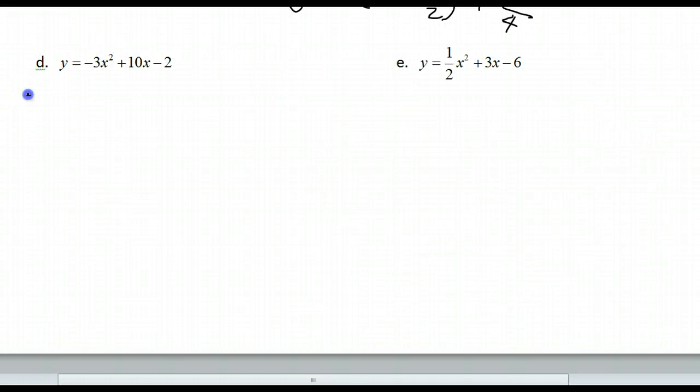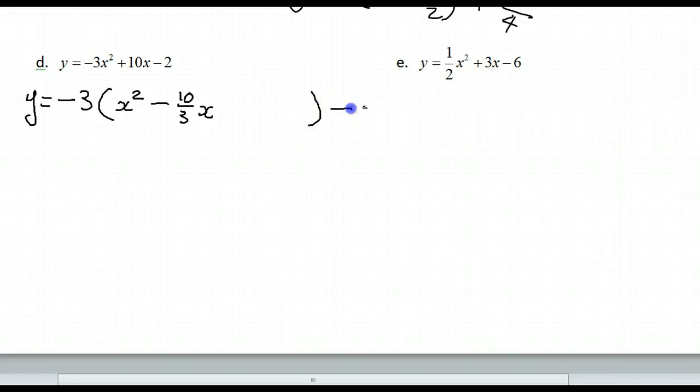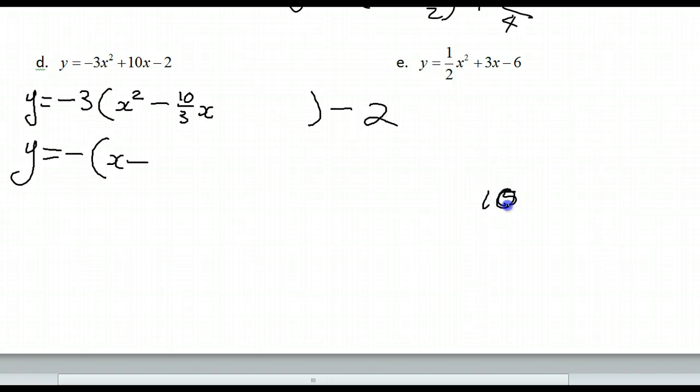Okay, 2 more. This time we have a minus 3 in front, so that's what's going to get factored out. Negative 3. Isolate the x squared term. That would give us negative 3x squared. Divide the 10 by negative 3, minus 10 thirds x. Leave some space, and minus 2. We're going to come down because now we want to do the perfect square. It'll be x minus. Now in this case, it's half of 10 thirds. So what is half of 10 thirds?